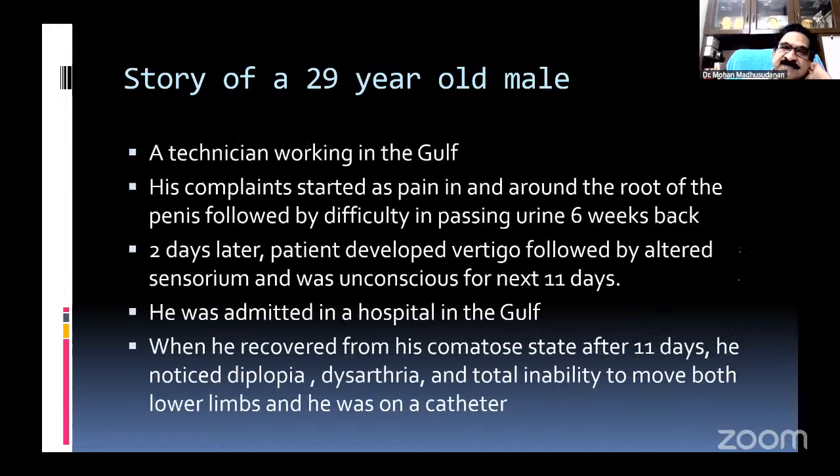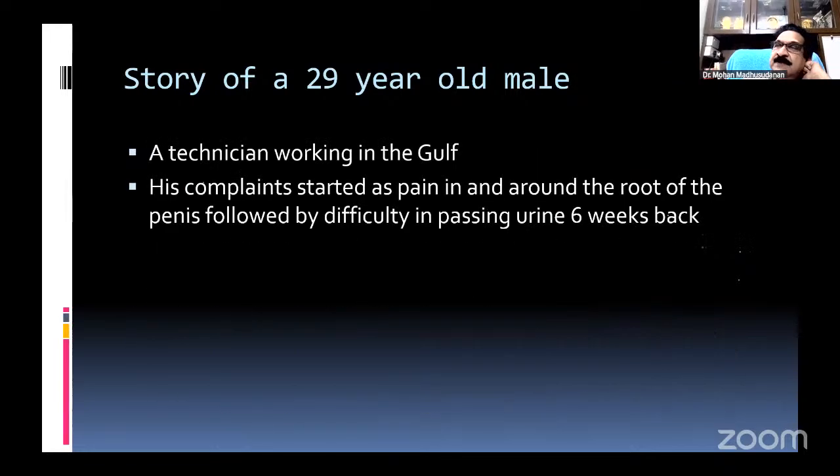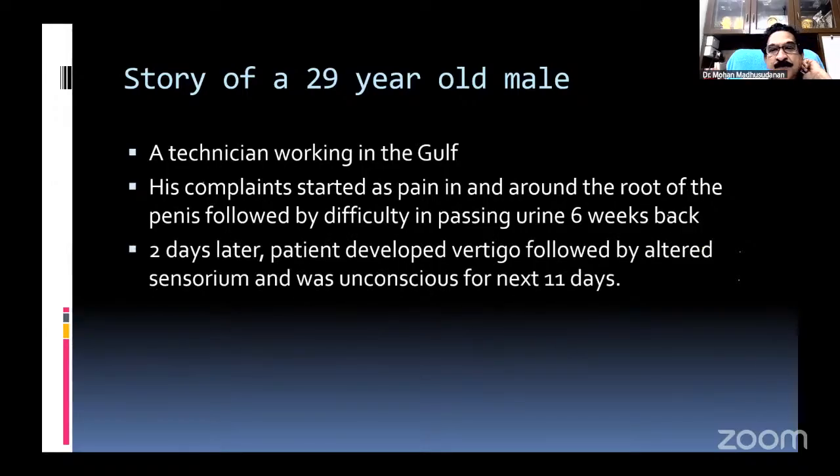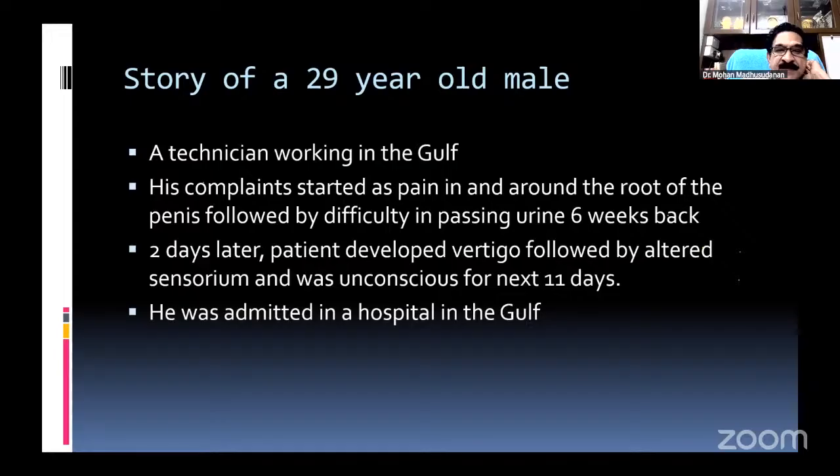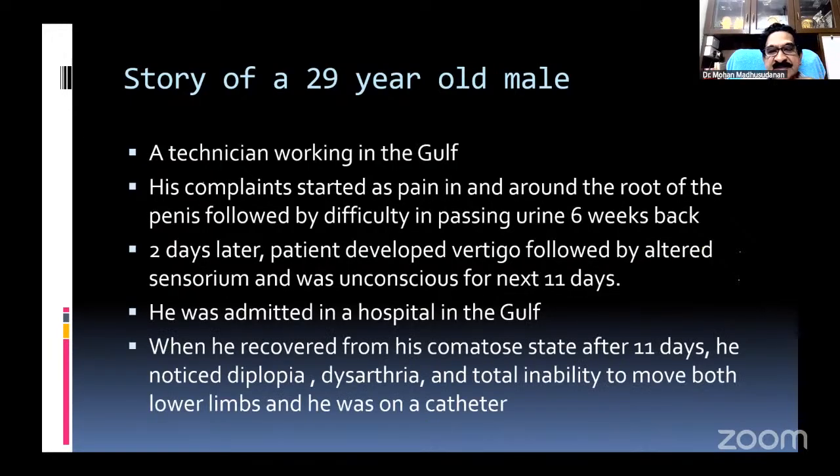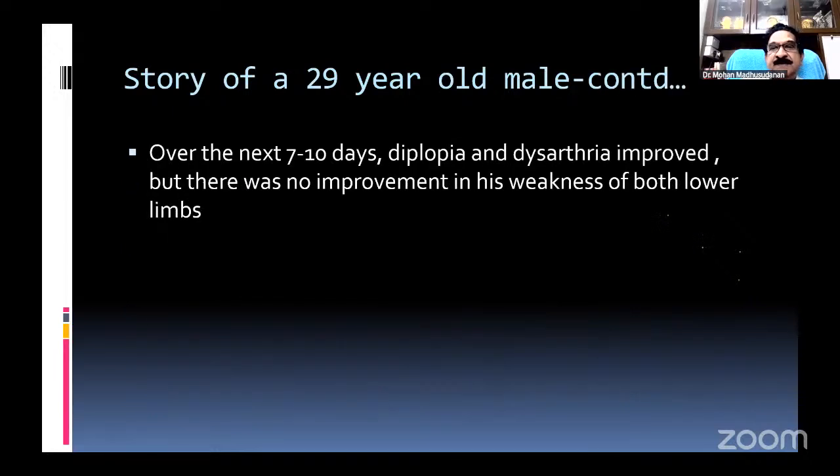I'll go back to the story once again. He first developed pain in and around the penis and then retention of urine. Two days later, he developed vertigo, followed by altered sensorium, and was unconscious for the next 11 days. He was admitted in the Gulf. When he recovered after 11 days, he noticed diplopia, dysarthria, and total inability to move the lower limbs, and he was on a catheter. Over the next 7 to 10 days, diplopia and dysarthria improved, probably the brainstem symptoms improved. However, the lower limb weakness did not improve.